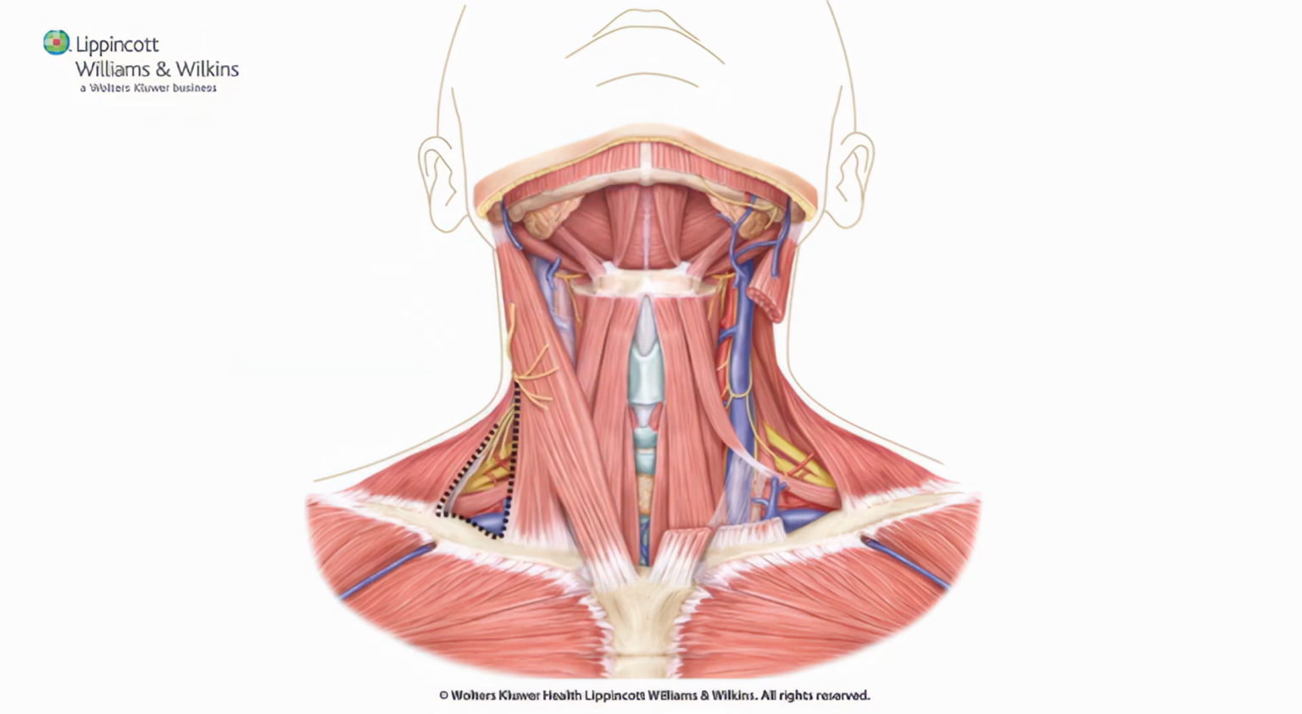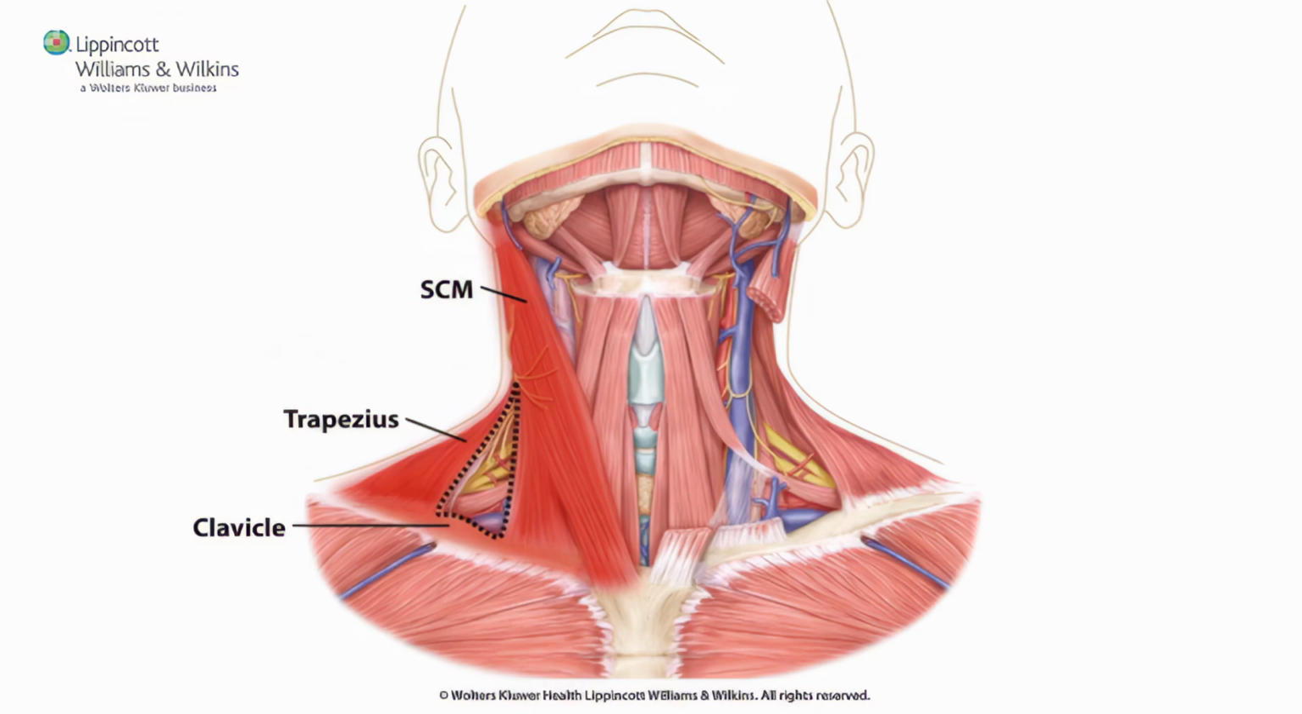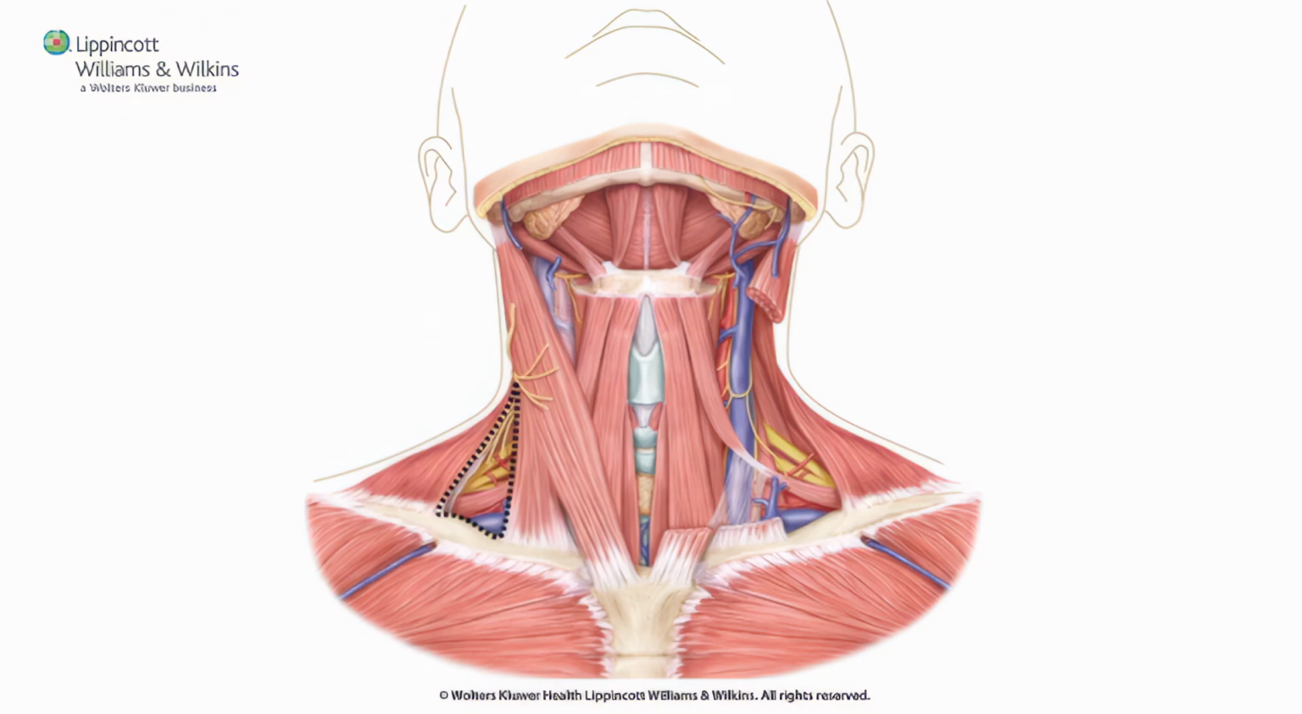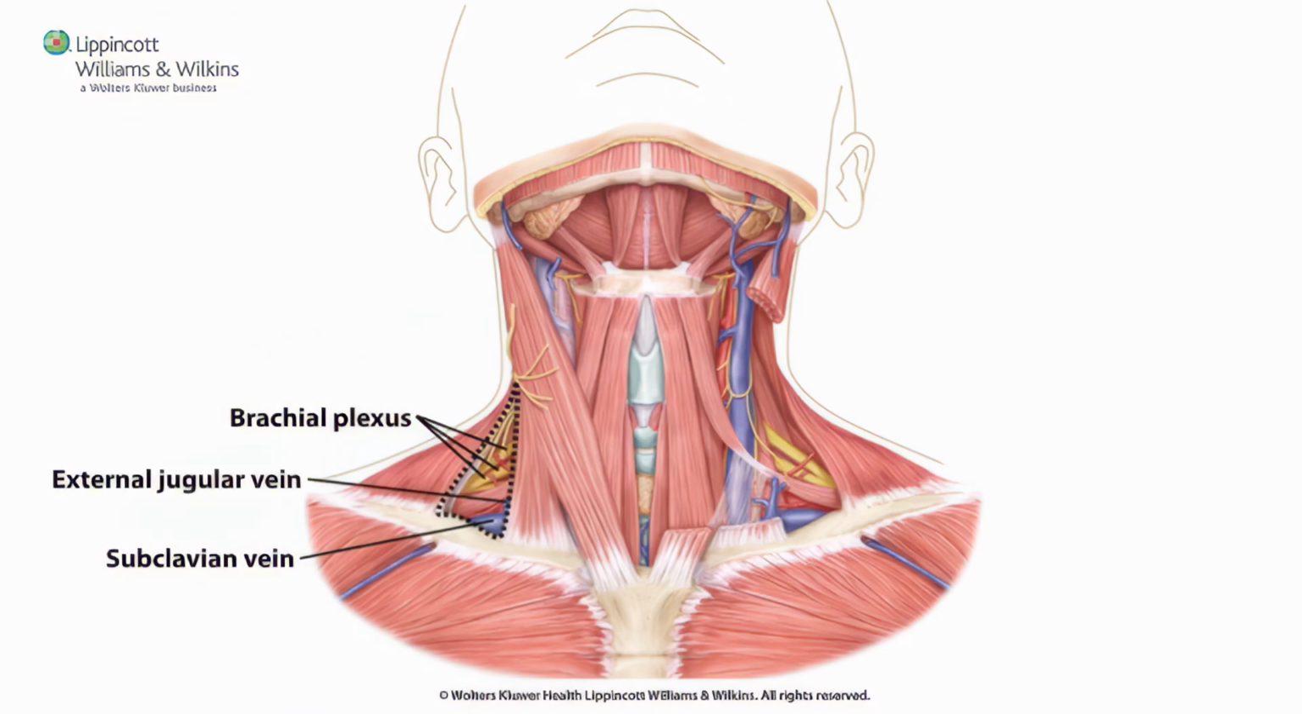What forms the posterior triangle is the sternocleidomastoid, the trapezius muscle, and the clavicle. Sternocleidomastoid, trapezius, and clavicle. So what is in the posterior triangle? Well, you have the brachial plexus. Near the clavicle, specifically at the mid-clavicle, you have the subclavian vein. Also in the posterior triangle, you have the external jugular vein. And a muscle overlaying the posterior triangle is the inferior portion of the omohyoid. So that's also in the posterior triangle.